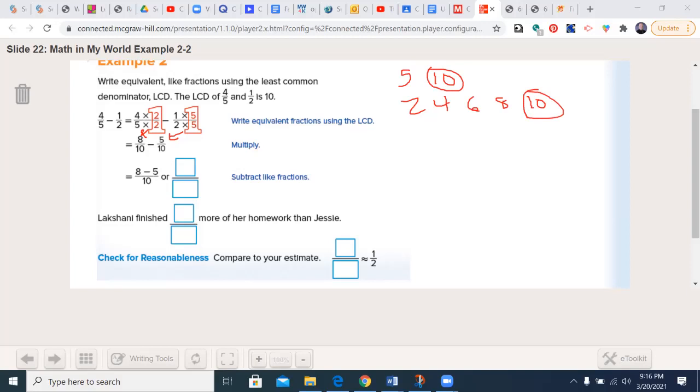Now that I have 8 tenths minus 5 tenths, 8 minus 5 is 3. We keep the 10. 3 is a prime number, and it doesn't go into 10, so we have a simplified fraction, and it's 3 tenths. And 3 tenths is closer to 1/2 than it is to 0, so it is reasonable. So go ahead and write this in, and I'll give you a moment to do that.